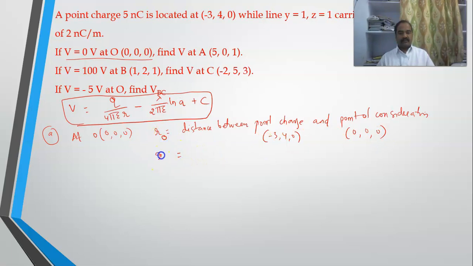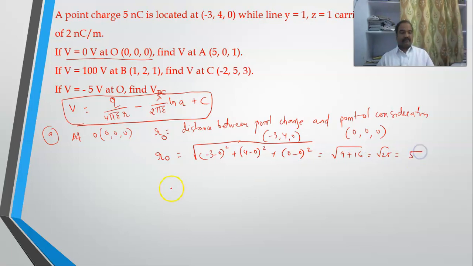I'll write it as r0. So its value is square root of (-3 minus 0) whole square plus (4 minus 0) whole square plus (0 minus 0) whole square, right? So its value is square root of 9 plus 16, square root of 25. Its value is 5. This is r0.